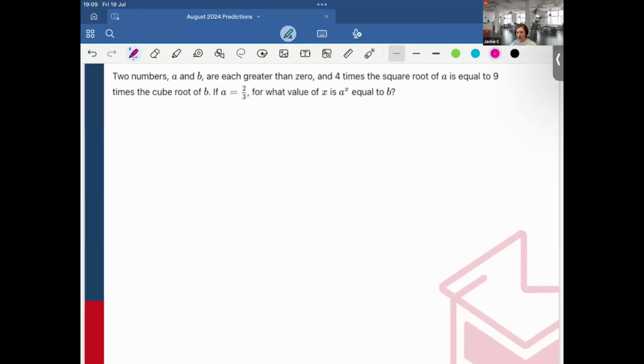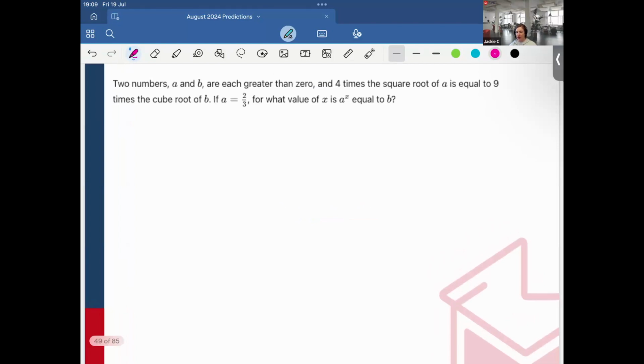Okay, so this one here: two numbers A and B are each greater than 0, and 4 times the square root of A. So always write that out. So 4 times the square root of A is equal to 9 times the cubed root of B. Then I get that A is equal to 2/3. And for what value of X is A to the X equal to B?